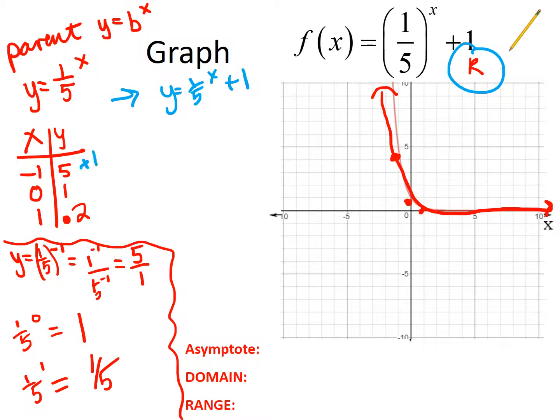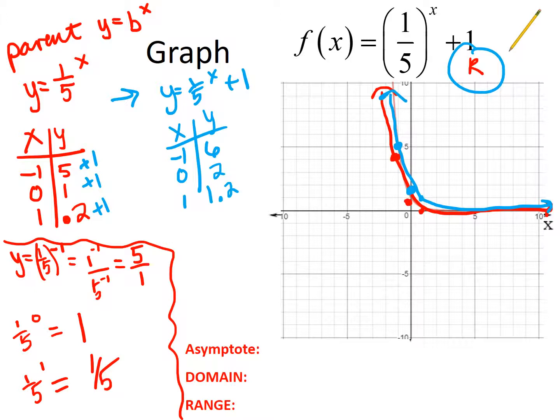So that means I'm going to add 1 to my y values and remake a table that I'm going to plot, so my x values don't change. And now I'm just adding 1 to all my y values. 5 plus 1 is 6, 1 plus 1 is 2, 0.2 plus 1 is 1.2. So plot those points: -1 up 6, 0 up 2, and then over 1 up 1.2. So we're just a little bit above that red line, up 1, right?